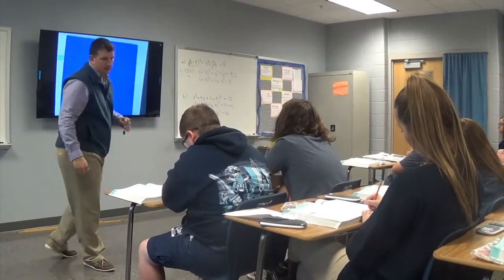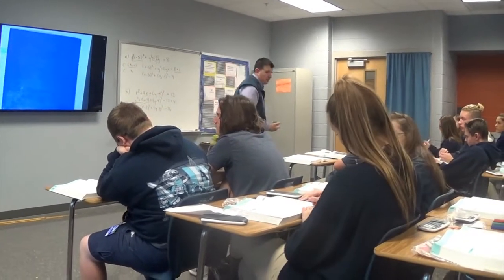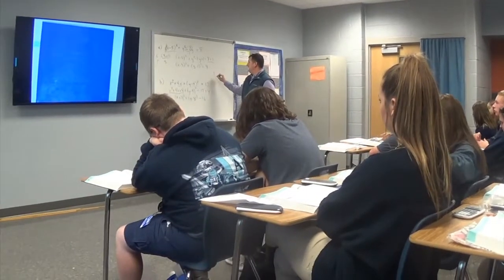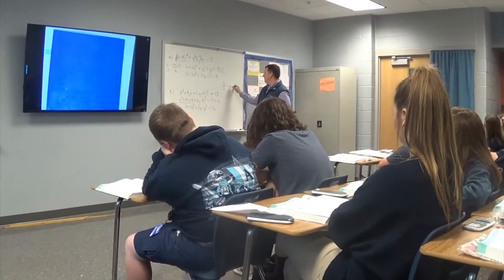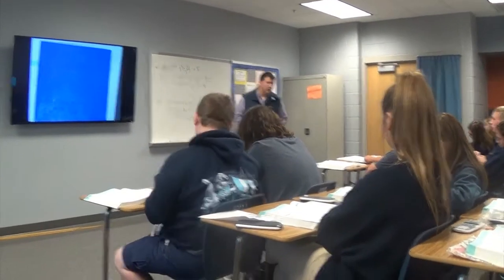So here's what we're going to do. You can choose to use the algebra tiles, or you can choose to work this algebraically. Just remember, all we're doing is taking B, dividing it by 2, and then squaring it in order to complete that square.